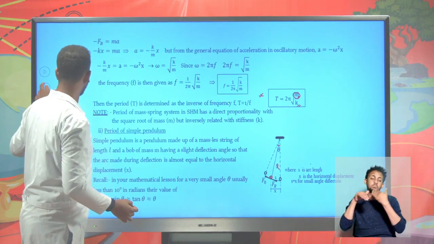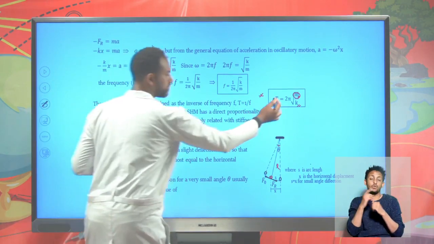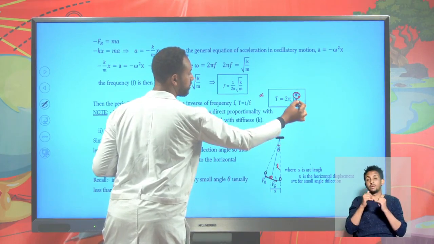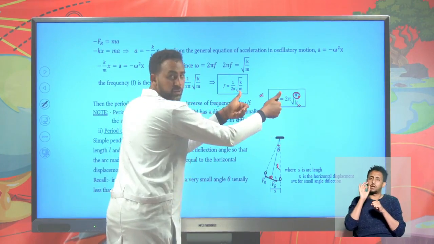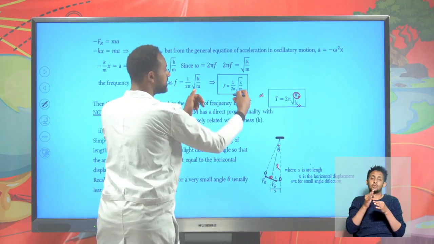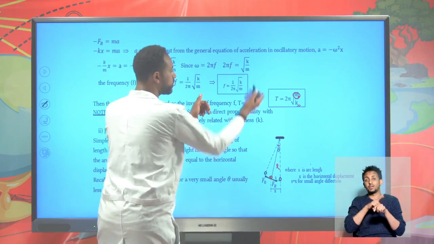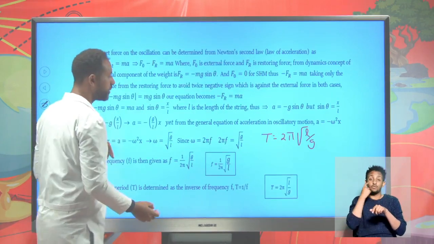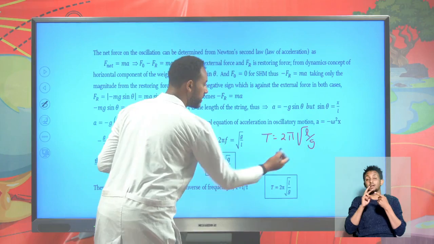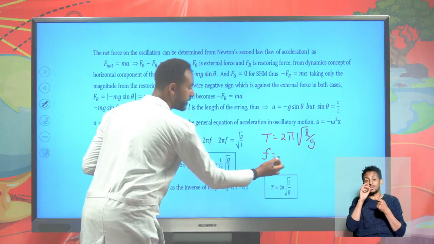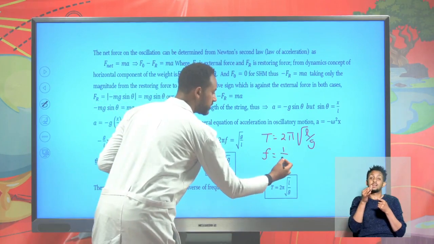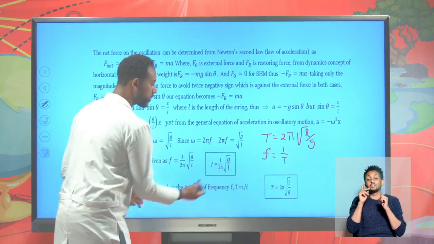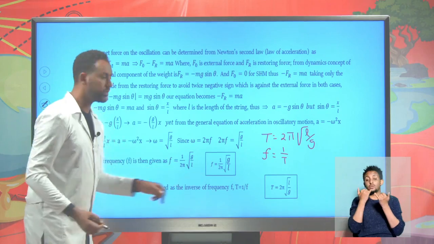So generally, the period for the mass spring system is 2 pi root of m over k. You can find the frequency by inverting this. Frequency is the inverse of period, so 1 over 2 pi root of k over m is the frequency. And the period for a simple pendulum is 2 pi root of L over g. If you want the frequency, invert this and find the frequency as 1 over 2 pi root of g over L.